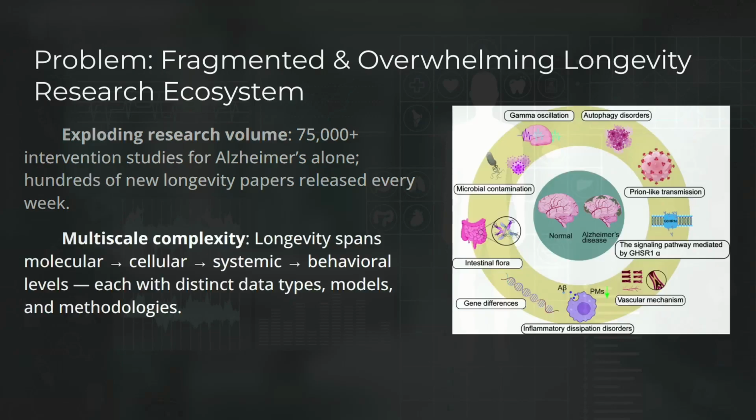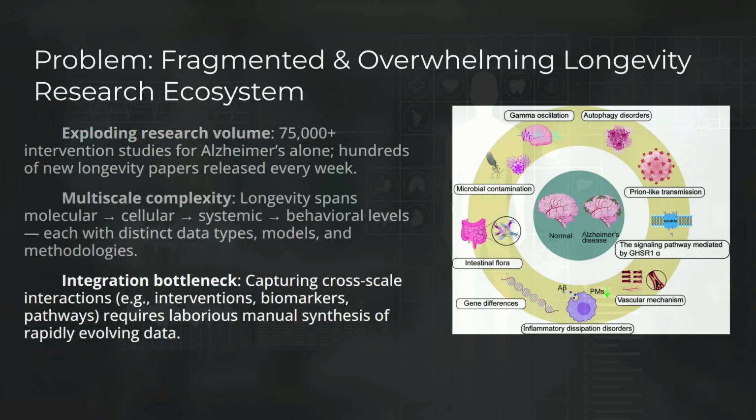These age-related disorders and longevity processes have a multiscale nature which spans the molecular, cellular, and behavioral level, each with its different constraints and methodologies. For Alzheimer's, for example, the disease manifests itself at the gut microbiome level, the DNA level, and the tissue level with vascular mechanism change.